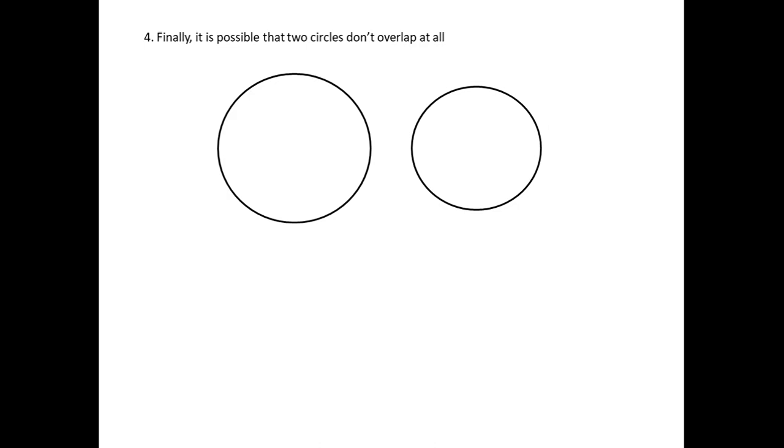2 unoverlapping circles, completely separate and distinct. Those circles are on lockdown. They are experiencing social distancing.